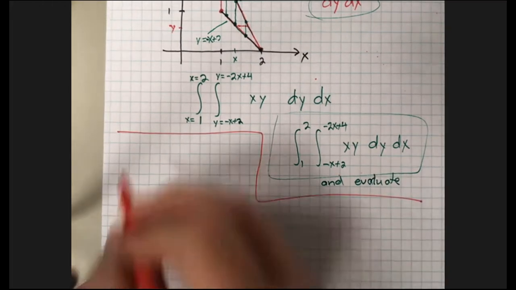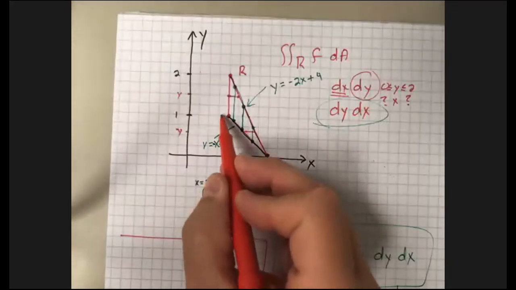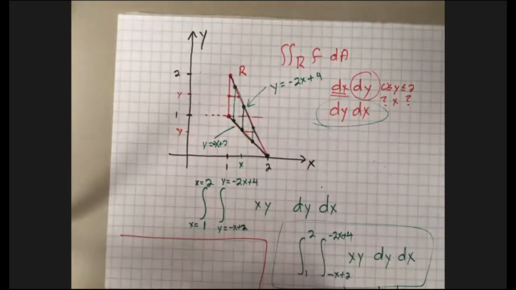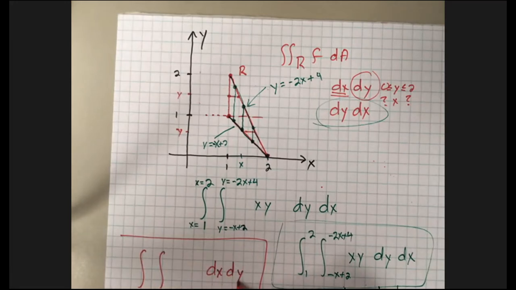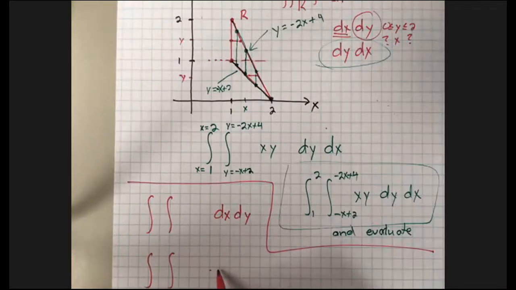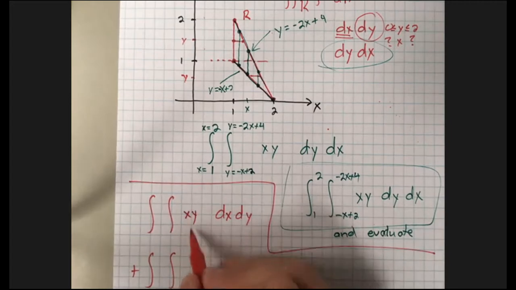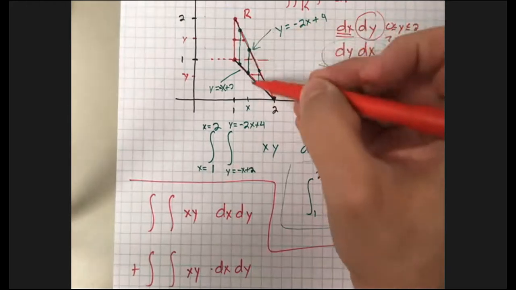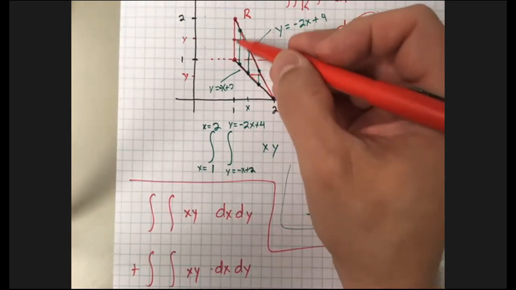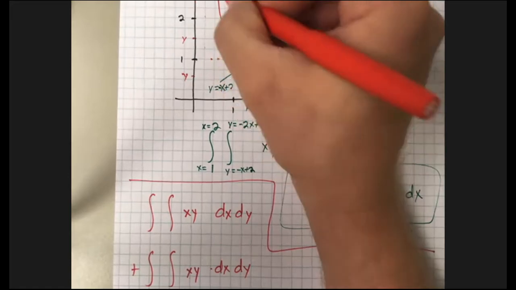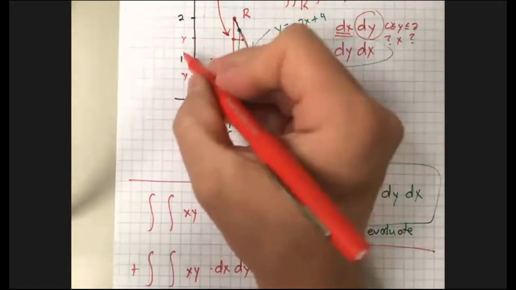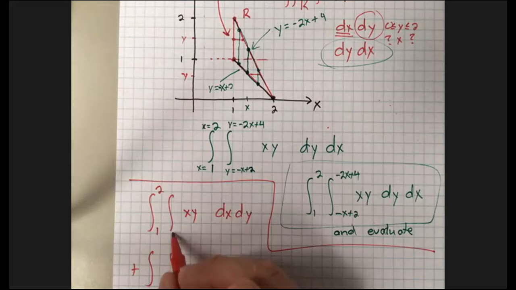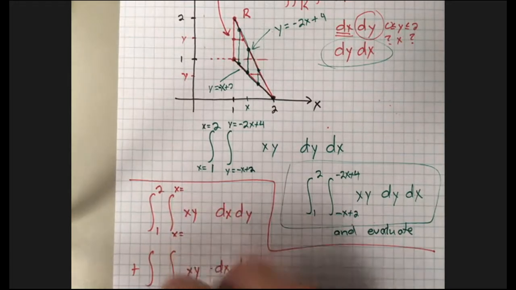But what if I had written the other order? Then I literally have to cut this region into two triangles. And if I would have said dx dy, I would have written two double integrals to accomplish the same thing. So on the first double integral, let's go upper half first, because I think this is easier. The y limits will go from 1 to 2, but now I have to set the x limits. x equals to x equals.